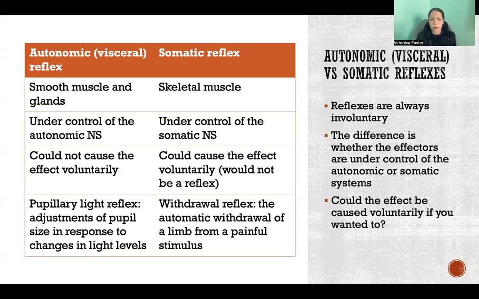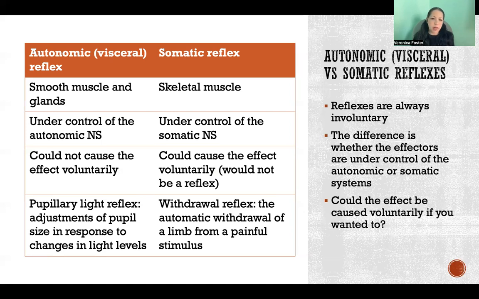Now, a point where people often get confused is that all reflexes are involuntary. So it's kind of confusing to think of a somatic reflex because we tend to think of our somatic nervous system as being our voluntary control over skeletal muscle. But all reflexes are involuntary, whether they are autonomic or somatic. The real question is, do you have voluntary control over the effectors that are responding?